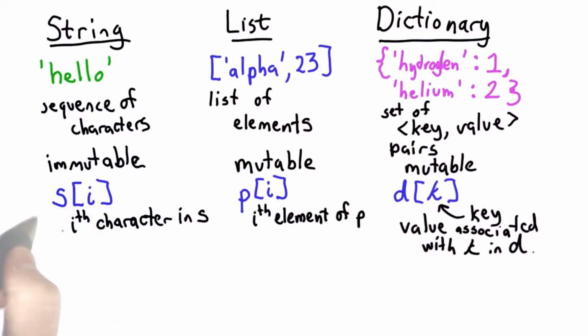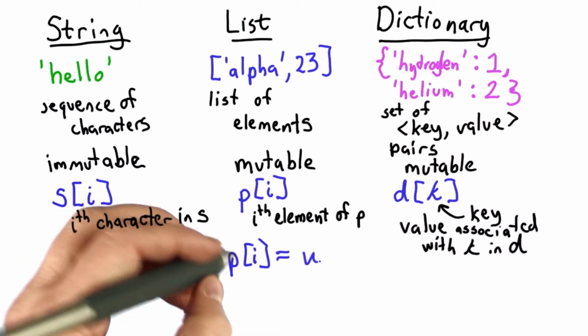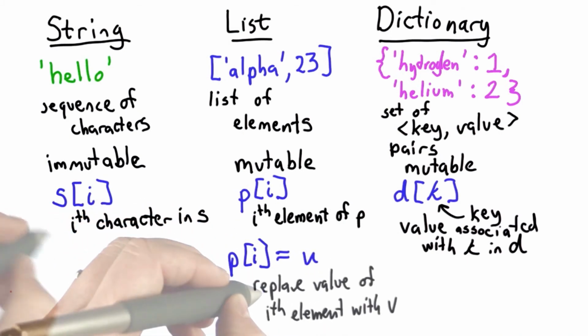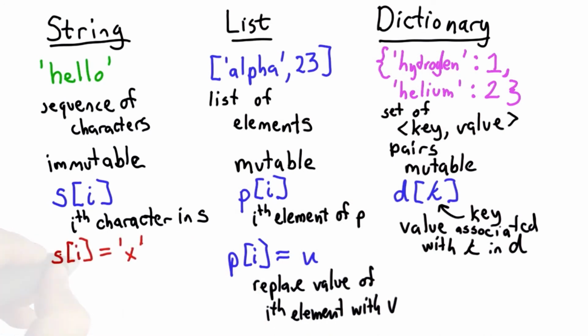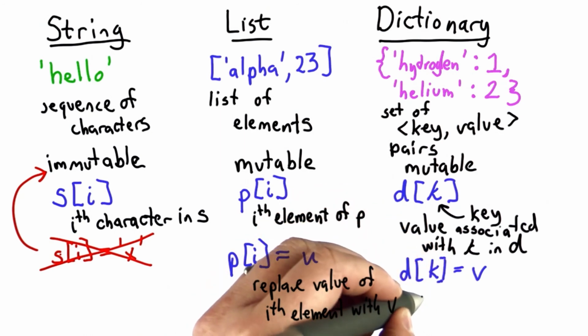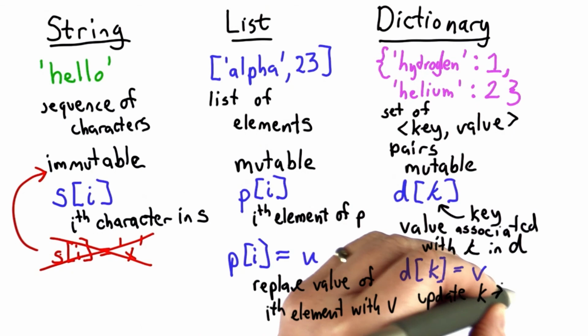We can also use our indexing in assignments. We saw with a list, we could do this. That would replace the value of the ith element of P with whatever we have here. With a string, we can't do that. That produces an error. And the reason we can't do it is because strings are immutable. So there's no way to modify characters in a string. With a dictionary, we can. And the meaning of this is very similar to the meaning of update in our hash table. So that's equivalent to update the value associated with k to be v.